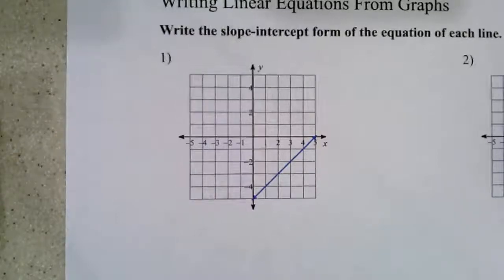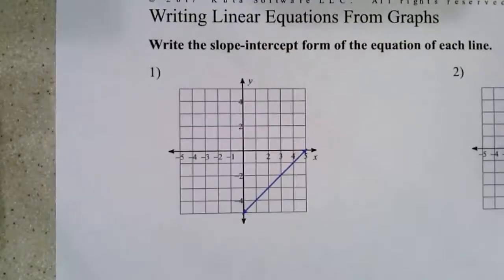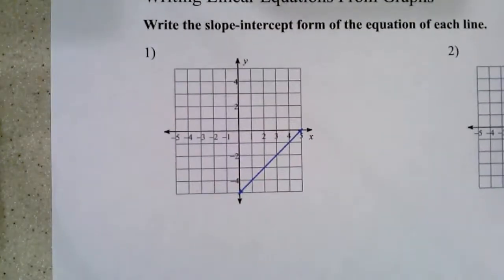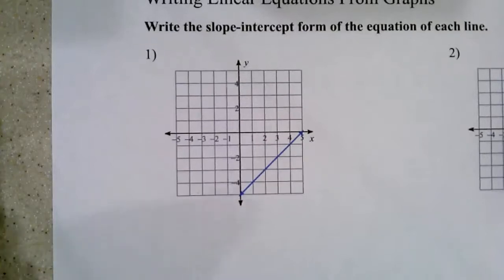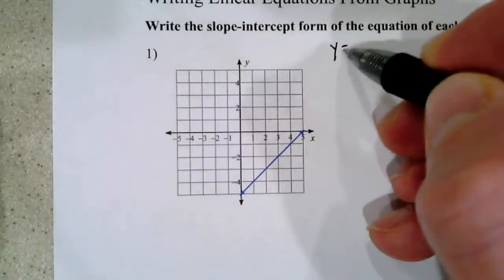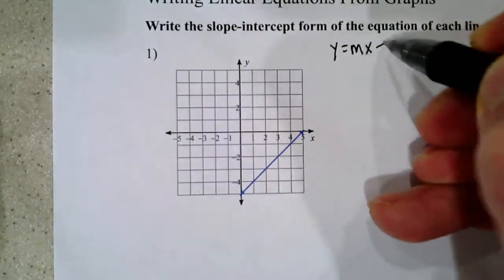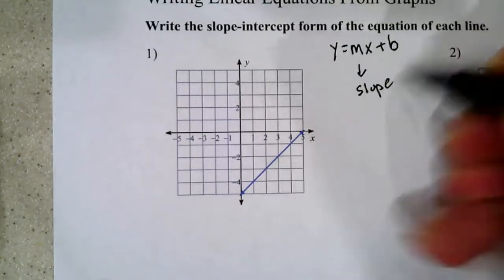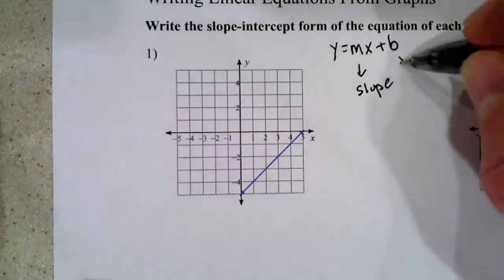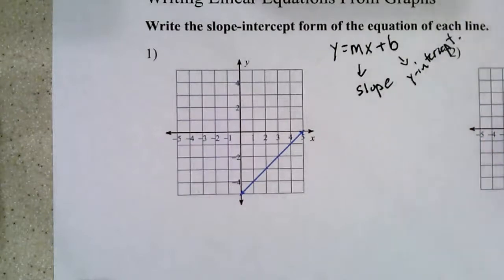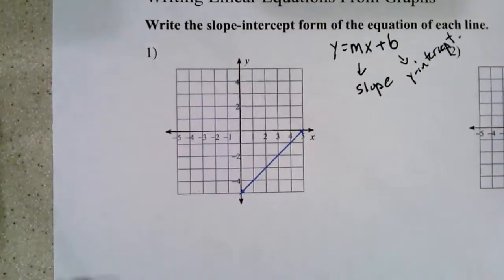All right, here we're going to be writing linear equations from graphs. So we're going to write the slope-intercept form of the equation from each line. So for number one, we have to figure out what the slope and the y-intercept are. You recall, slope-intercept form is y equals mx plus b, where m is the slope and b is the y-intercept, or the place where the line crosses the y-axis.